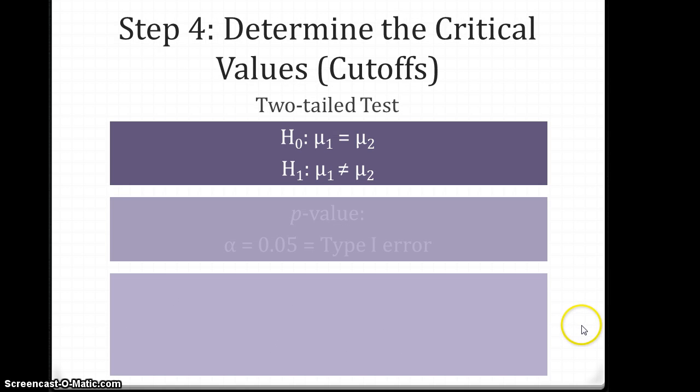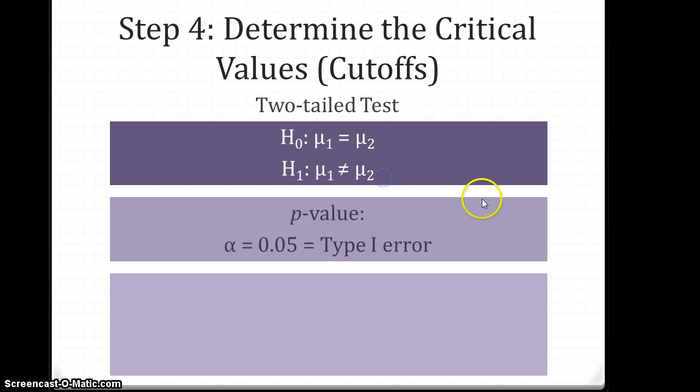Okay, so now we need to go on to step 4, where we determine what are our critical values, our cutoffs for that two-tailed test. And again, just to remind you, here are our two hypotheses: our null hypothesis, that they're equivalent, and our alternative or research hypothesis, that they're different.